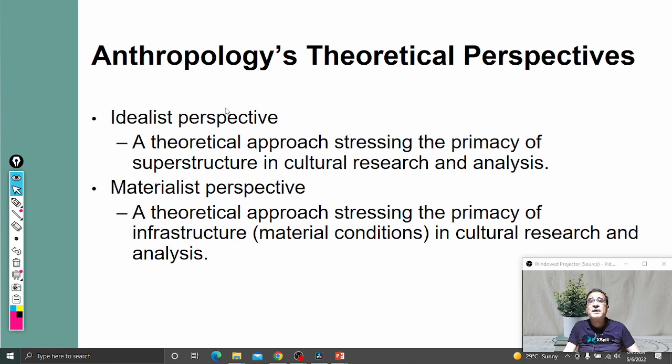Anthropology has a theoretical perspective, an ideational perspective, a theoretical approach that stresses the primacy of subculture and the researcher, and a materialist perspective, a theoretical approach stressing the primacy of the infrastructure and material conditions of the culture.